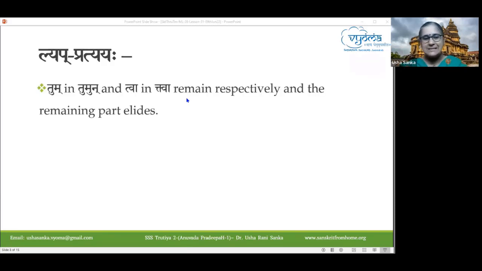So what happens is when the ktva is there, it is for the plain dhatu, which doesn't have any upasarga. But when the dhatu has an upasarga, we cannot use the ktva and we start using lyap for that. And la and pa fall off, ya is the one which remains.